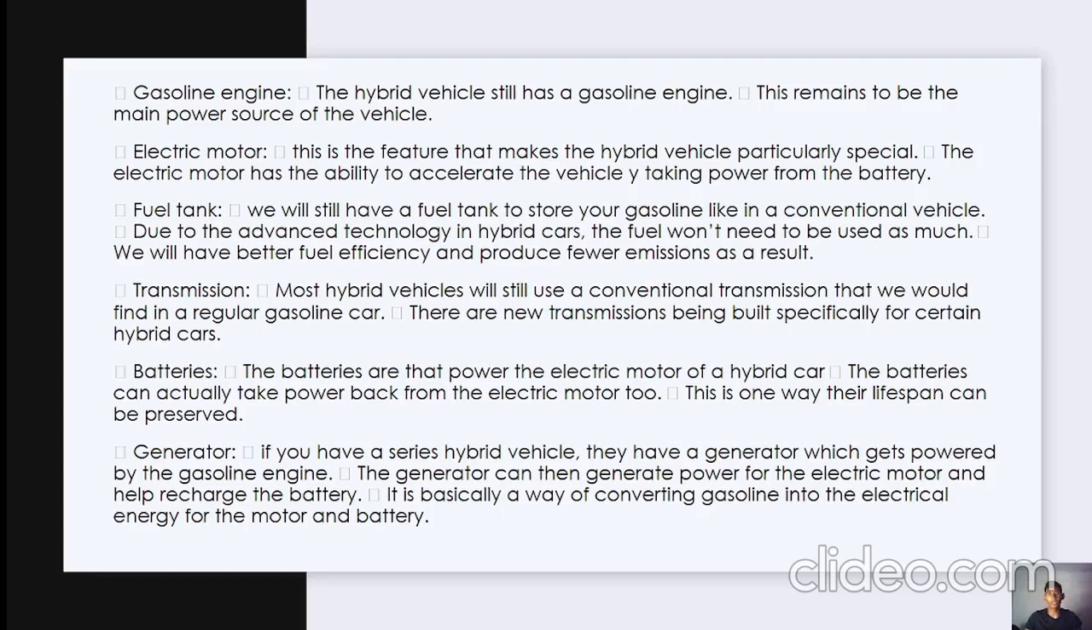Transmission. Most hybrid vehicles will still have a transmission like the one we find in regular gasoline cars. Batteries for electric motors. Batteries power the electric motor of hybrid cars. The batteries can also take power back from the electric motor, so this is one way the lifespan can be preserved. It does not need to be charged every single time. Generator. Some hybrid cars have a generator which gets powered by the gasoline engine. The generator can then generate power for the electric motor and help recharge the batteries. It is basically a way of converting gasoline into electrical energy for the motor and batteries.